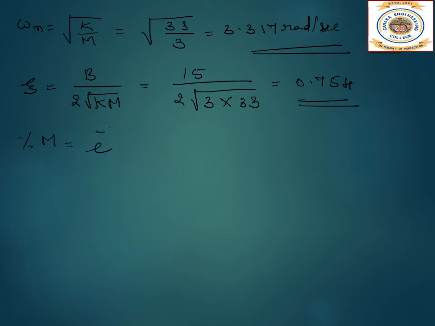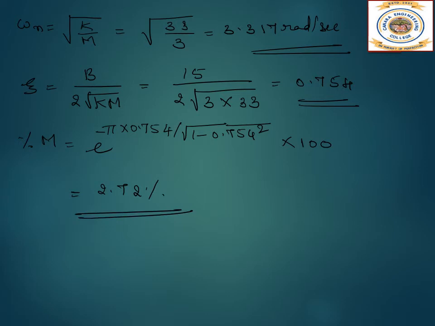e power minus pi zeta by root of 1 minus zeta square, where zeta is 0.754, into 100. So you simplify this. This will be 2.72%. This is the percentage overshoot.